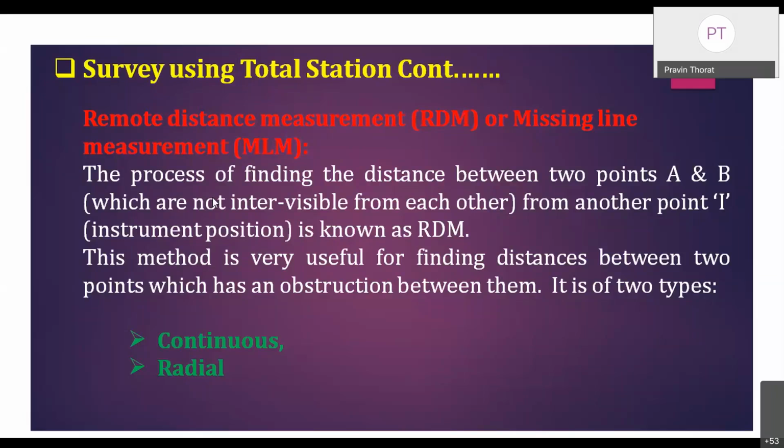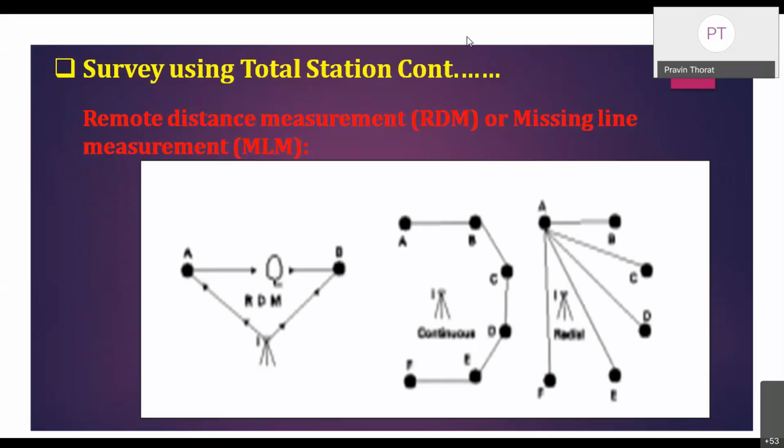It is of 2 types: continuous and radial measurements. The figure shows the continuous and radial measurements by using a total station. Distance can be obtained either in the continuous mode, that is by measuring the lines AB, BC, CD, DE, EF, etc., or in the radial mode like AB, AC, AD up to n number of points. However, the field procedure is the same for both. The selection of the mode is variable. This is required when there are obstructions between the survey lines.